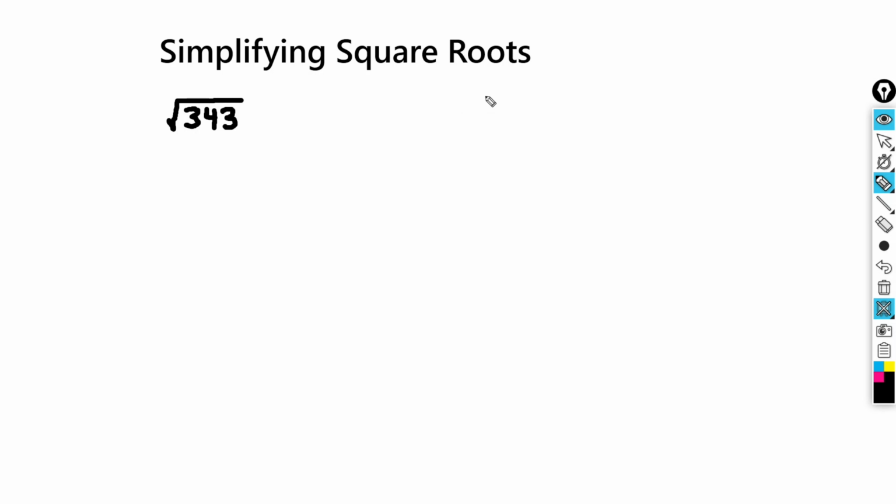Is 343 divisible by 3? Well, you can check that by taking the digits and adding them together. So 3 plus 4 plus 3. Well, that's going to be 7 plus 3, so that's 10. Now, you look at the sum. Is the sum divisible by 3? In this case, no. So it's not divisible by 3.